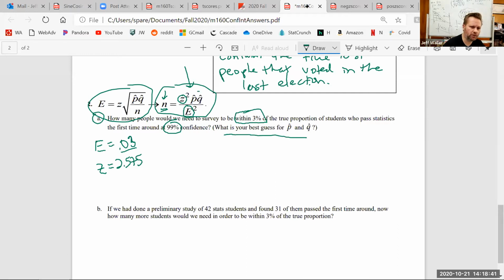So now all I got to do, what is your best guess? Do we have a clue what these are? I know what E is. Check. I know what Z is. Check. What are P hat and Q hat? We don't know. We don't have a clue. So what's your best guess? If you had no idea what percentage of the class likes lima beans, what would be your best guess? Half. Yes, half. It's your best guess, right?